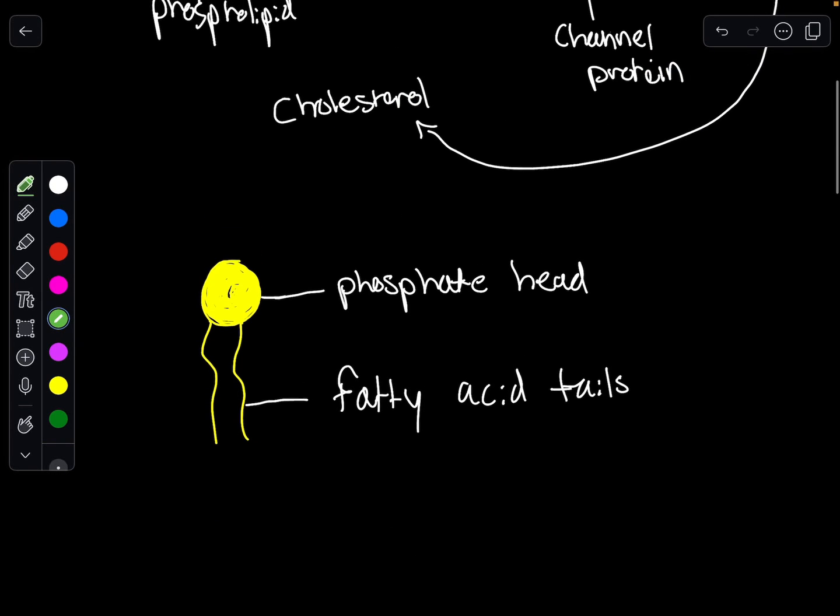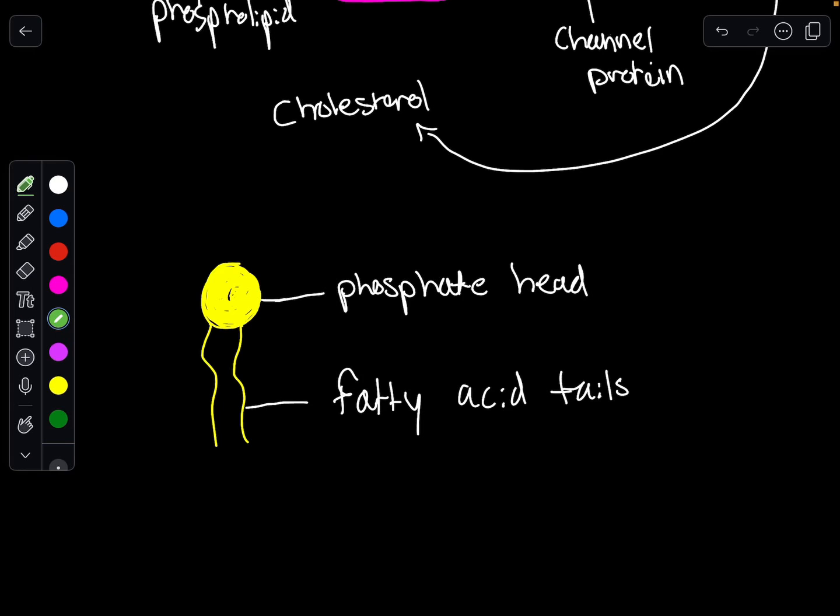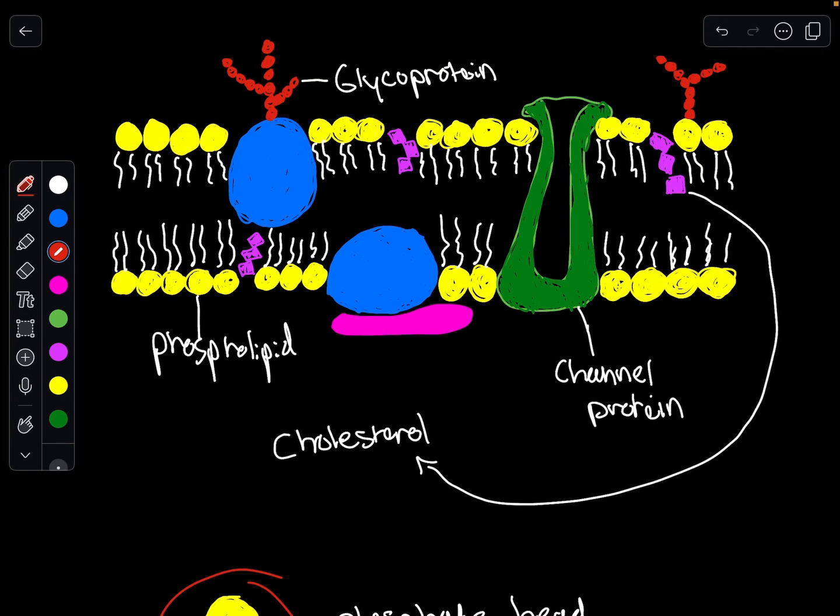And secondly, I will be talking about the amphipathic phospholipids. Amphipathic means both hydrophilic, water-loving, and hydrophobic, water-fearing. The phosphate head, which is this right here, is the hydrophilic phosphate group. And the tails, which are these right here, are the hydrophobic fatty acids. They both form a bilayer with tails inside and heads outside towards the water.